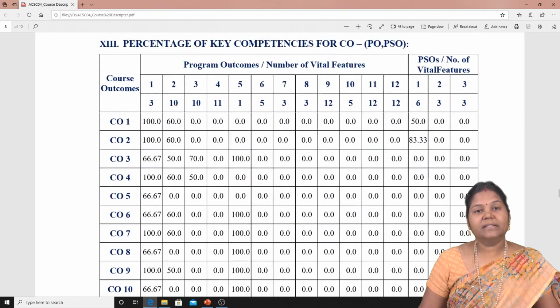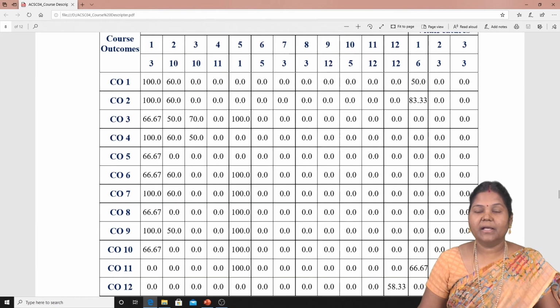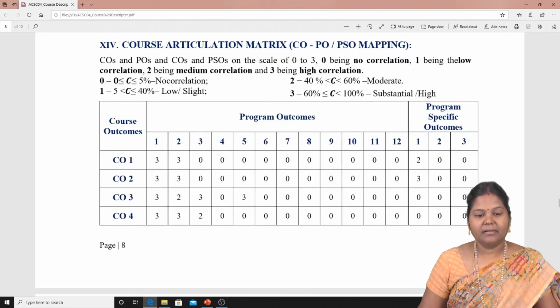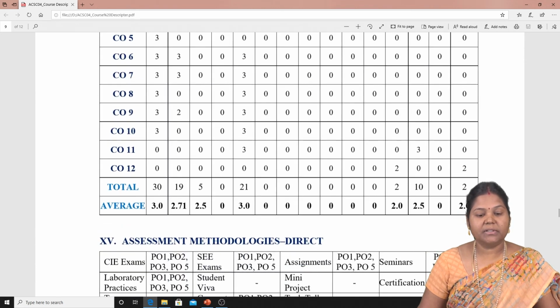Next, in the previous table we mentioned the count of the key competencies. In this table, we are writing the percentage of key competencies for CO-PO mapping or CO-PSO mapping. So the earlier table is simply converted here into percentages. Finally, we are writing the course articulation matrix for CO-PO mapping here. In this CO-PO mapping, after writing, we are assessing on the scale of 3.